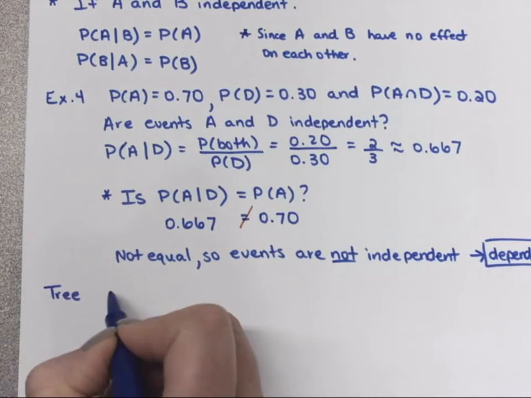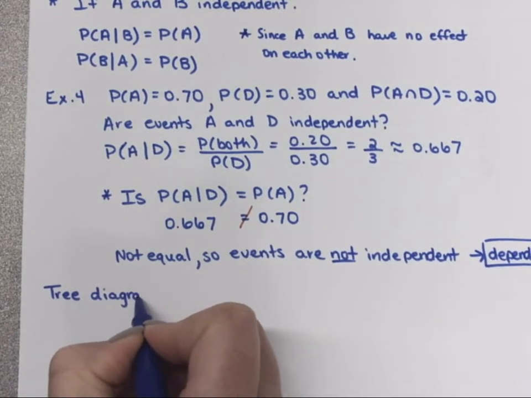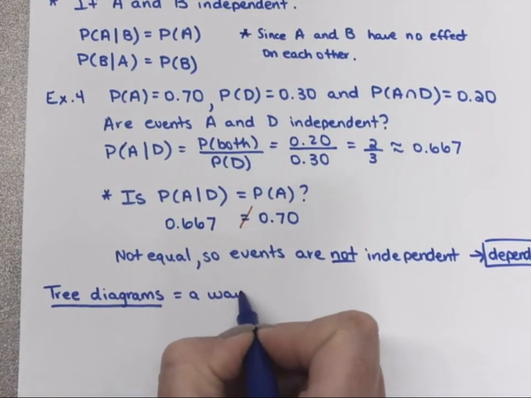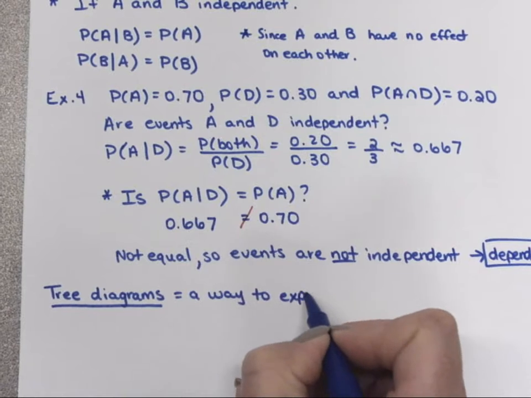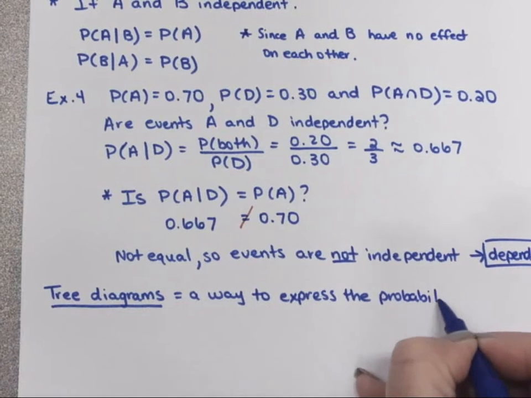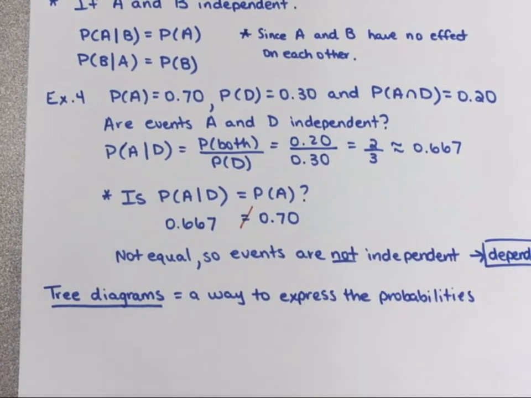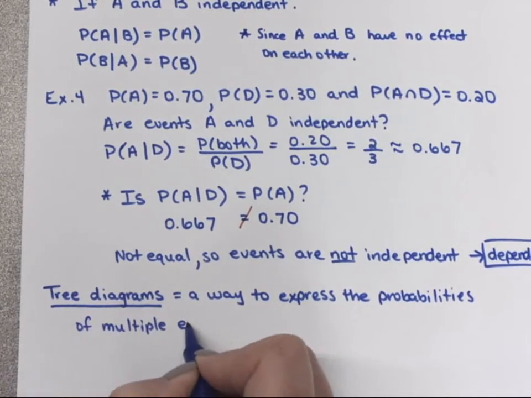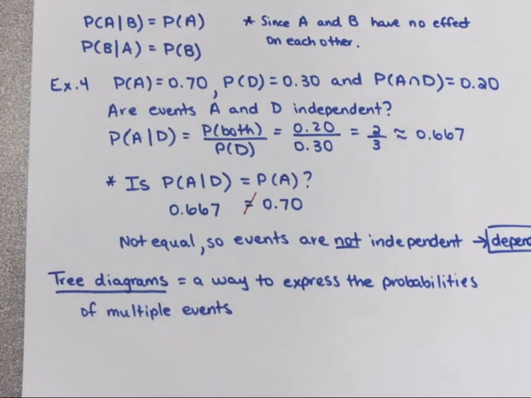Okay, so in today's lesson and in Friday's lesson, we're going to use tree diagrams to organize our probabilities when we want to express multiple events occurring. A tree diagram is just a visual way to express the probabilities of multiple events. We're going to start off with some letters, but then we're going to look at some word problems where we have to set up tree diagrams on our own.